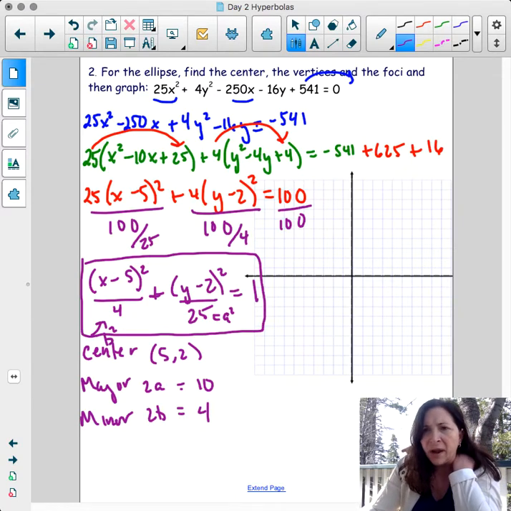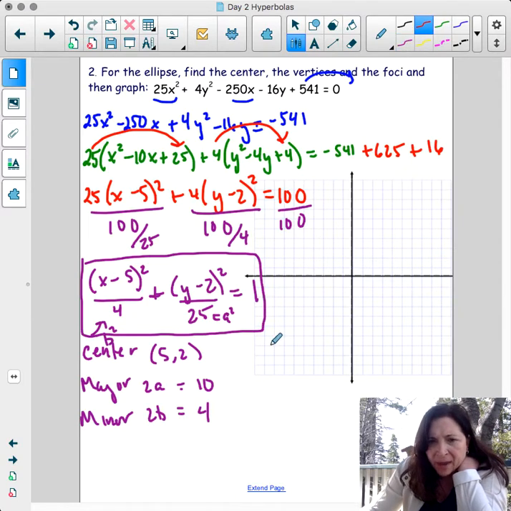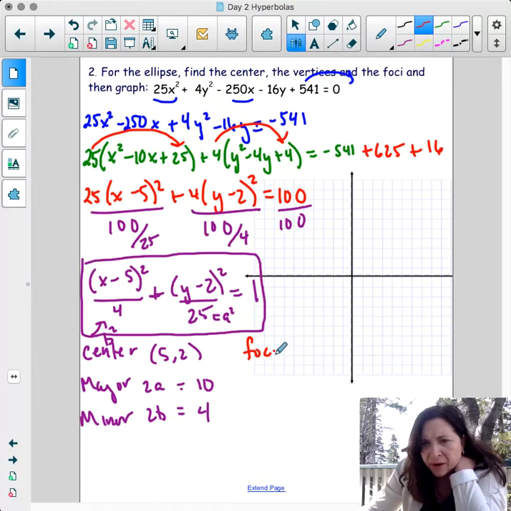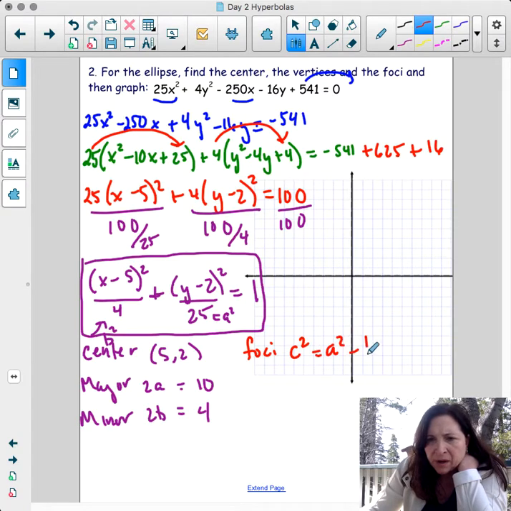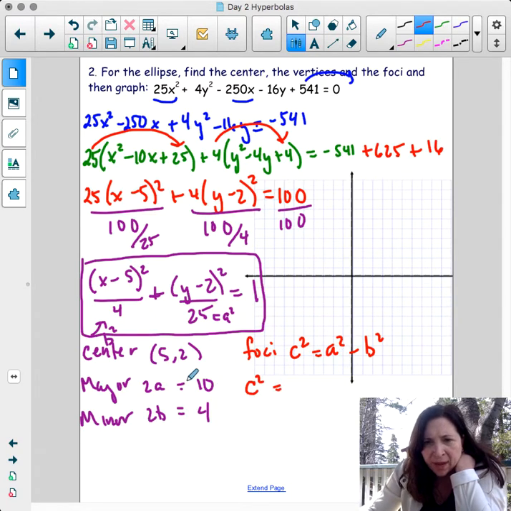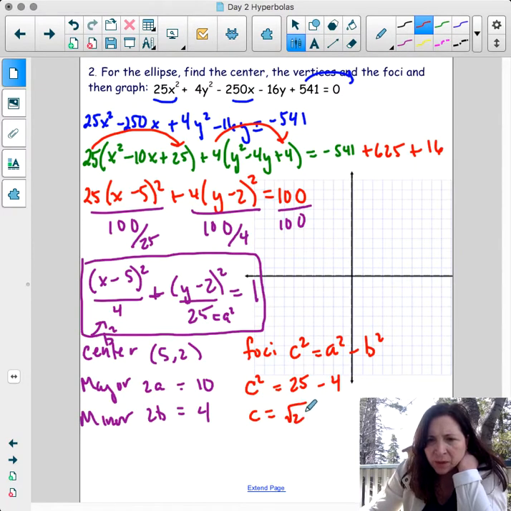Lastly, we need to find the focal points, or foci. In order to find my foci, I'm going to use the formula c squared equals a squared minus b squared. In that, c is what we're looking for because we already have a squared, which is 25, minus b squared, which is 4. So 25 minus 4 is 21, and c equals the square root of 21.